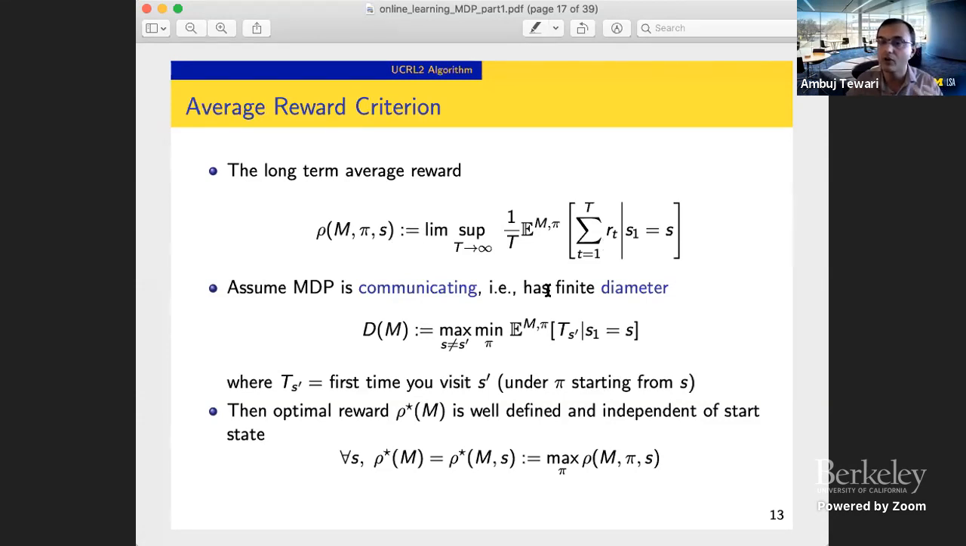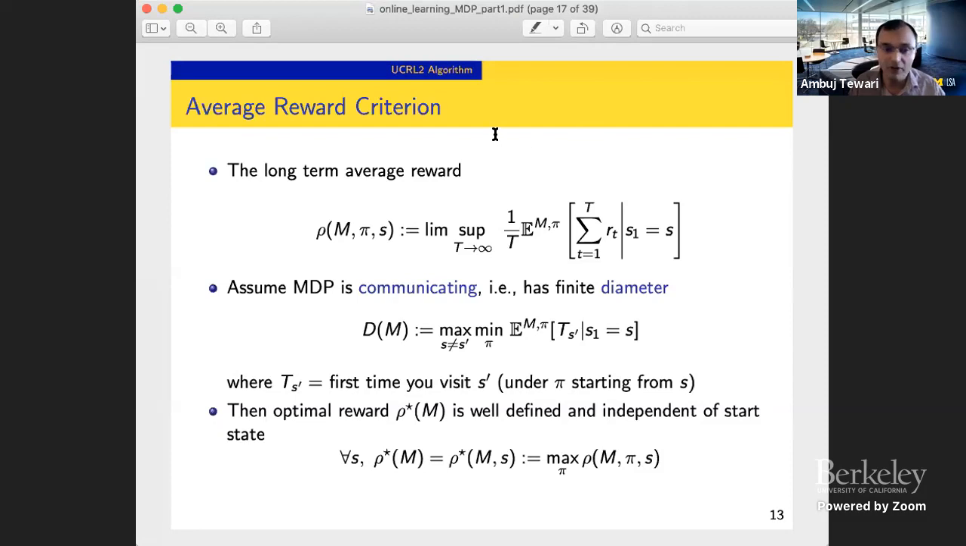You can define the average reward simply as the lim sup of this average, right? So you sum up all the rewards in expectation that you get by running pi in M, starting from state S, take the expectation, so that becomes a number. You divide it by t, and you take the limit. You take the lim sup because how do you even know the limit exists?